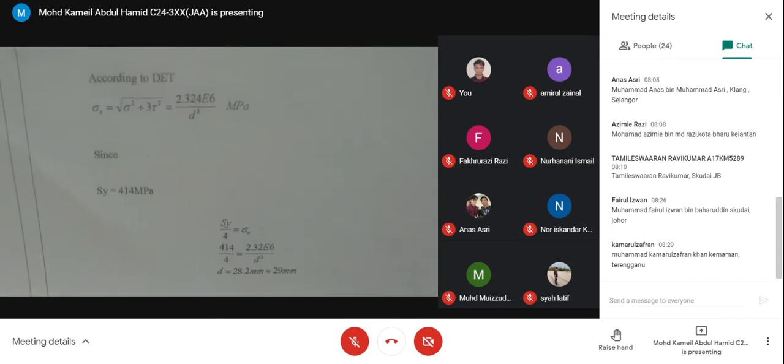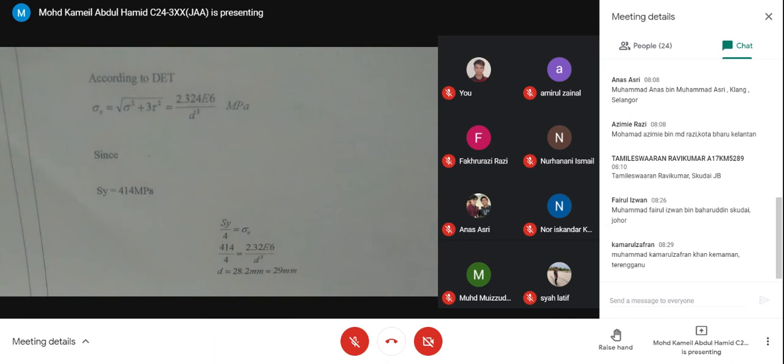Okay, this is the equation for sigma prime. Sometimes we need sigma e. For sigma prime equal to the square root of sigma square plus 3 tau square. So you get that sigma prime. Sigma e, e is for equivalent. Sigma equivalent, or sigma prime.